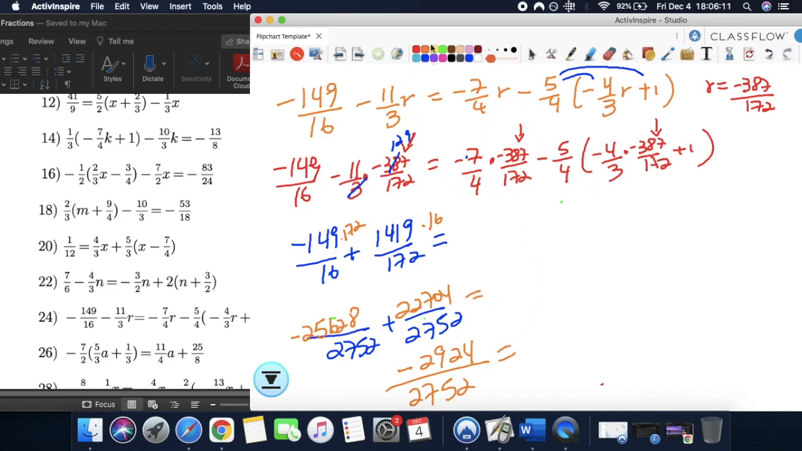All right. Okay. So that's going to be positive because a negative times a negative. So 4 times 172 is going to be 688. On the top, we're going to get 7 times 387, which is going to give me 2709.